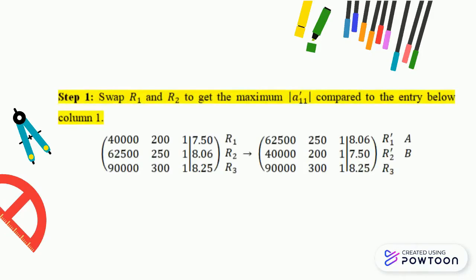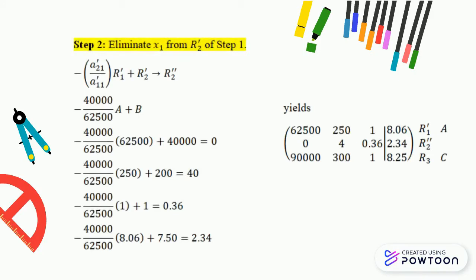Step 1, swap R1 and R2 to get the maximum A^(1)_{1,1} compared to the entry below column 1. Step 2, eliminate X1 from R^(1)_2 of step 1. The value to be replaced is negative A^(1)_{2,1} divided by A^(1)_{1,1} in bracket, R^(1)_1 plus R^(1)_2. You will get R^(2)_2.